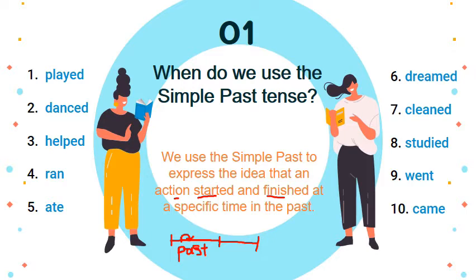This is very important. For example: played, danced, helped, ran, ate. As you can see, I have here words with ed and these words without ed. This means that these are irregular verbs. Here I have dreamed with ed, cleaned, studied, went, irregular, and came, also irregular.